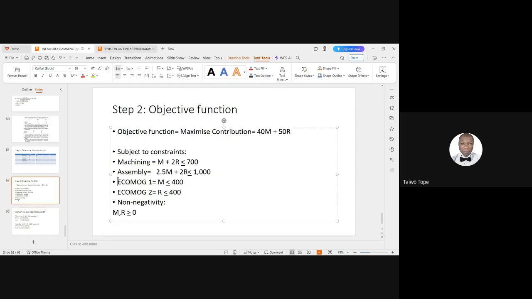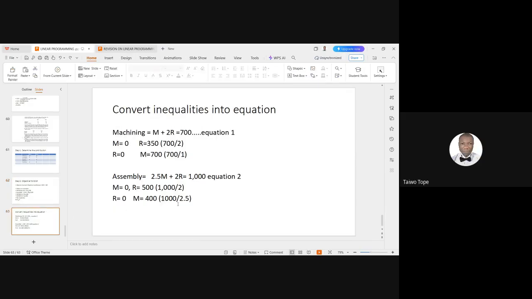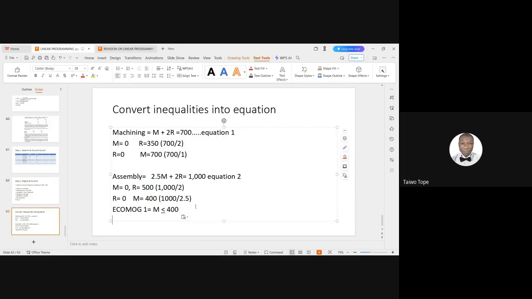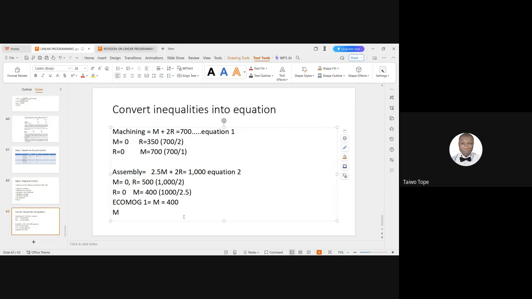The next is equation 3. How will it look like? So for the first ECOMOG, M is equal to 400. But if you want to express when M is equal to 400, R is what? R is 0.